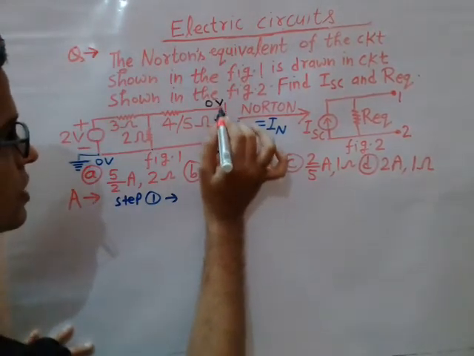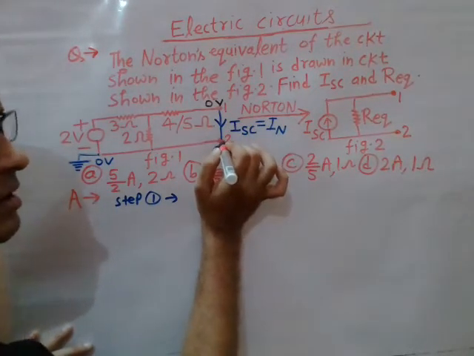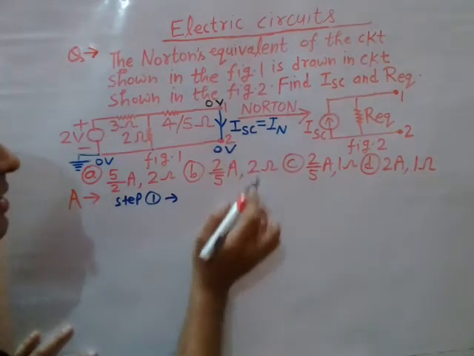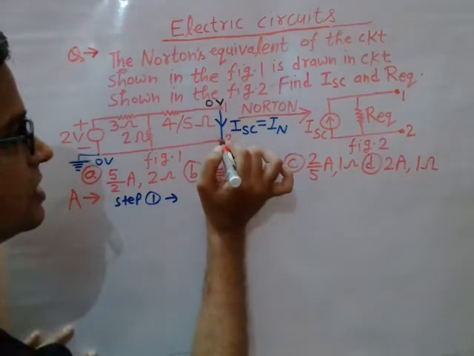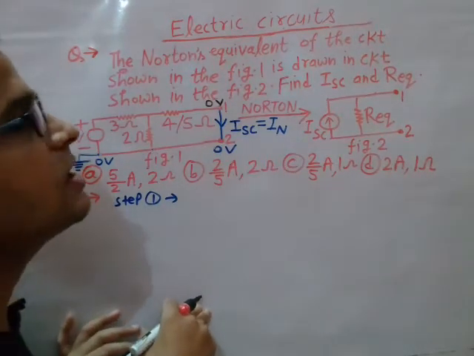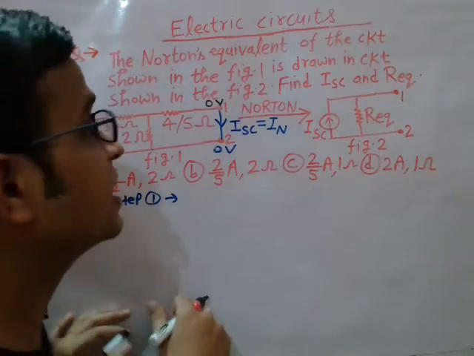So across this branch, what will you find? Will you find voltage or will you find current? This is also 0 volt, this is also 0 volt. That means potential difference is 0, right? So definitely voltage you cannot find. So what can we find?